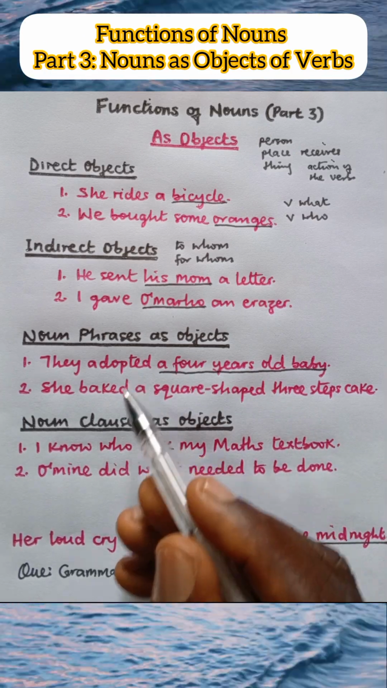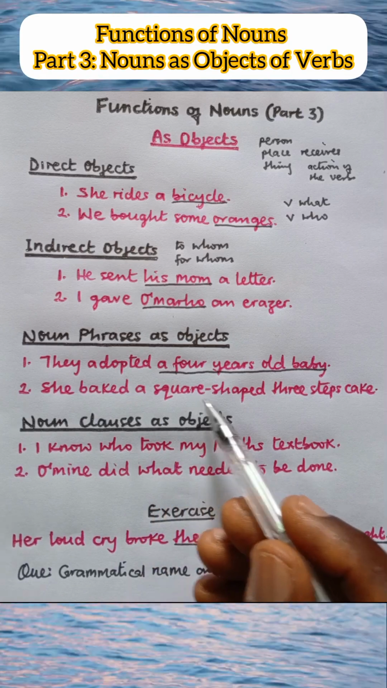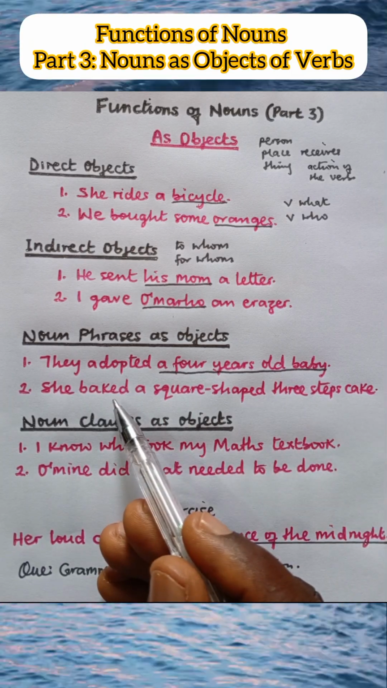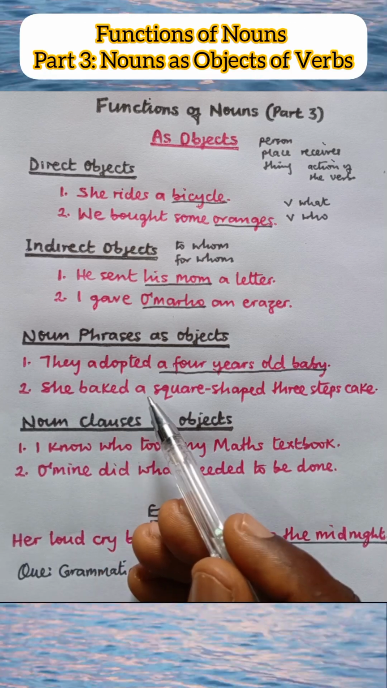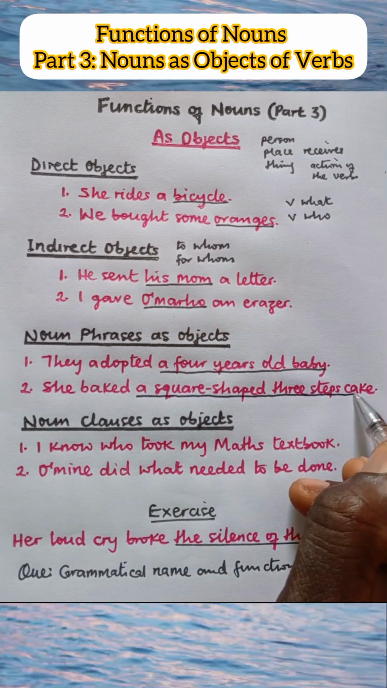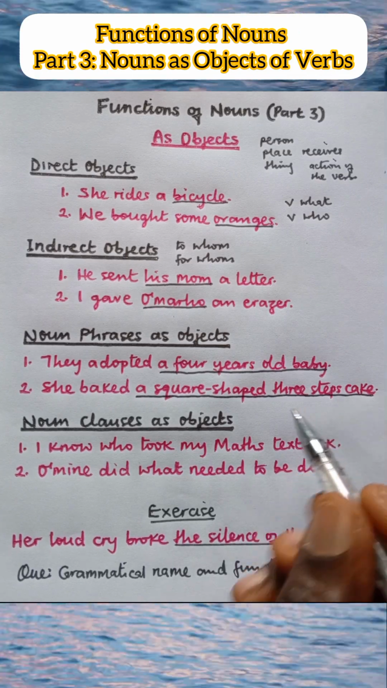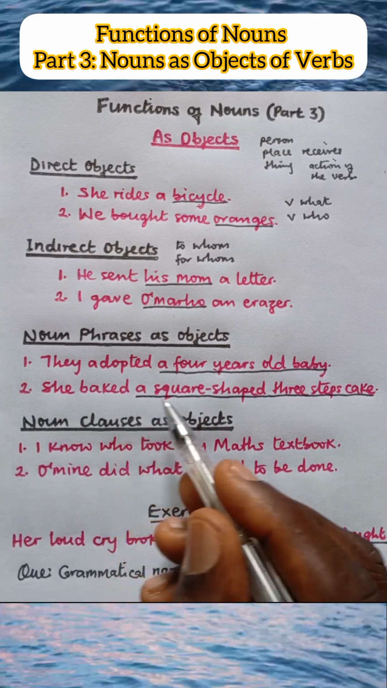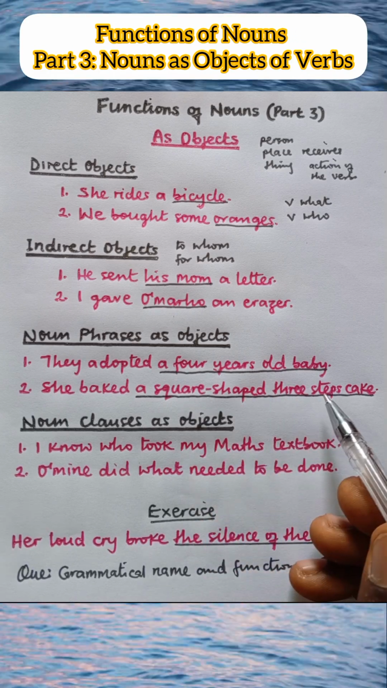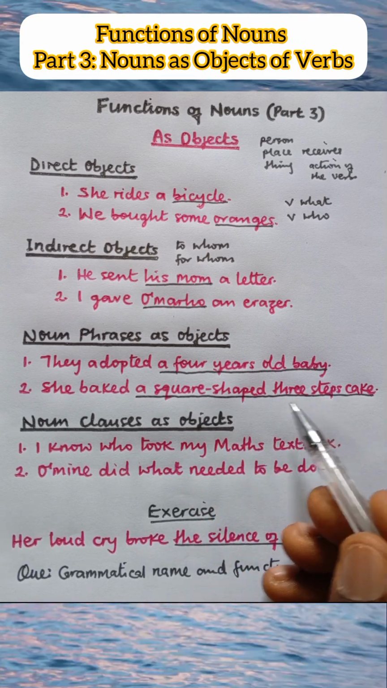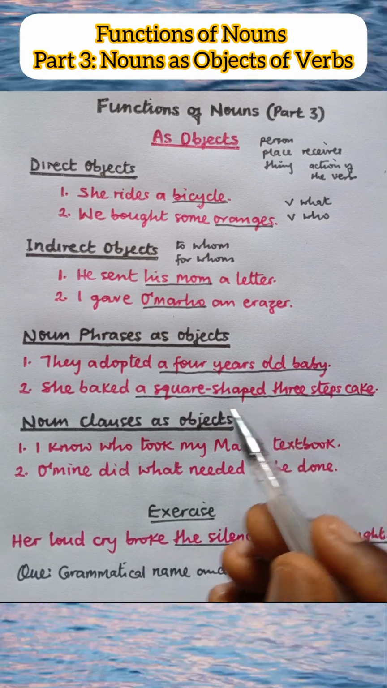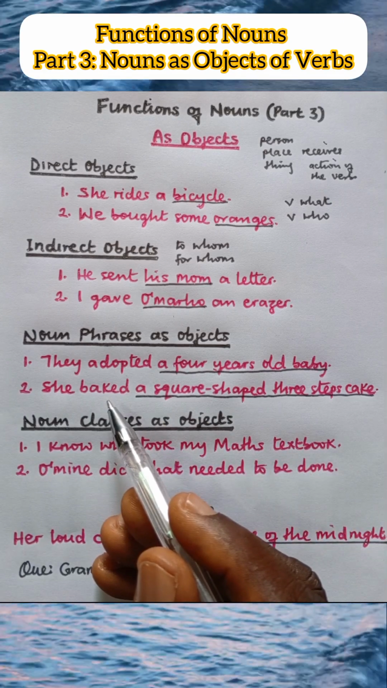Number 2. She baked a square-shaped 3-steps cake. The verb here is baked. Baked what? Baked a square-shaped 3-steps cake. This expression, therefore, is the direct object of the verb baked. And being an object, it is automatically a noun. But at the same time, the expression is a phrase. And so the grammatical name for this expression is noun phrase. It functions as the direct object of the verb baked.